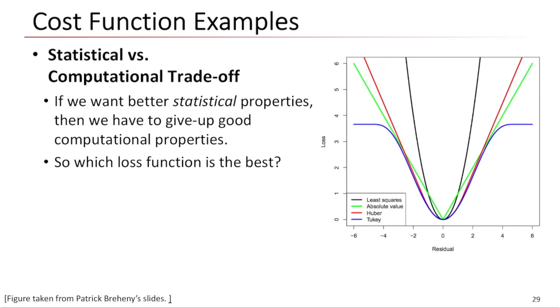Okay, let's think about that. When we define the cost function, there is a trade-off between the statistical and computational properties. What does that mean?